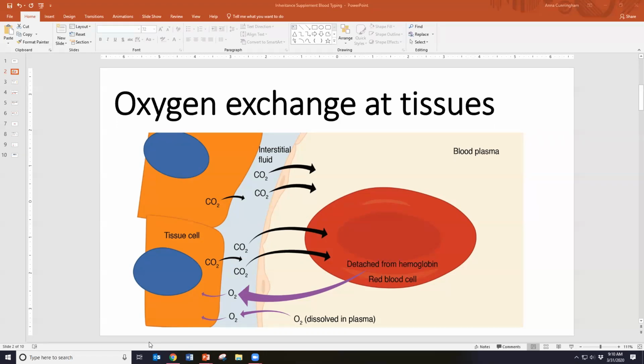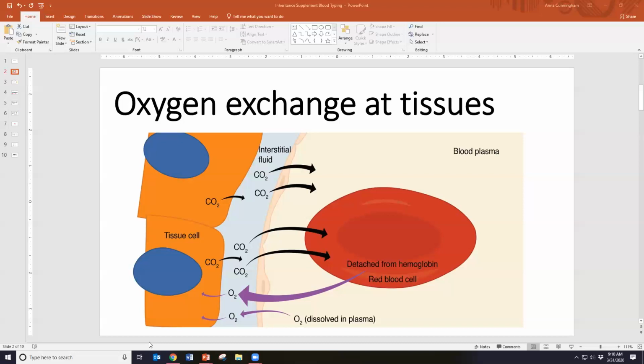As well as that, a byproduct of those energetic processes is carbon dioxide. So whereas we have to get oxygen to cells so they can do their work, those cells create carbon dioxide as a byproduct, and then we have to get that carbon dioxide away. And red blood cells do both of those things.